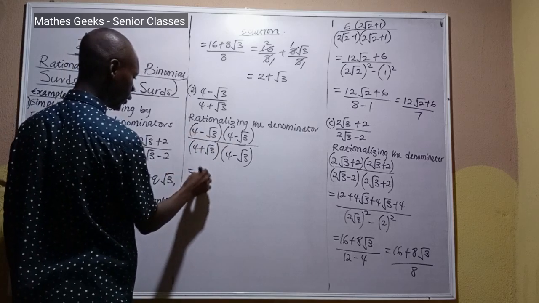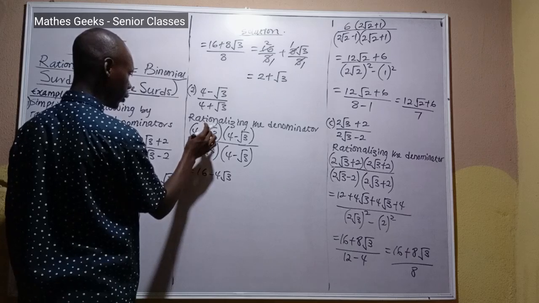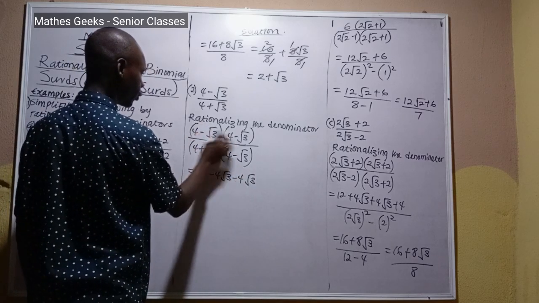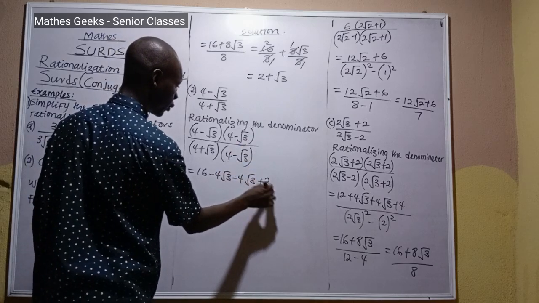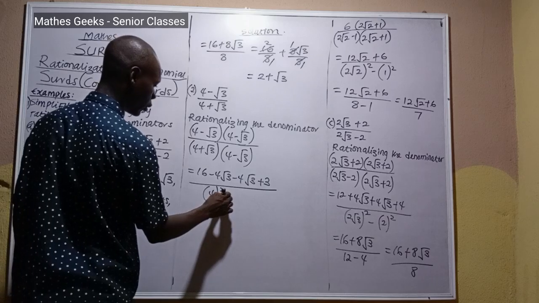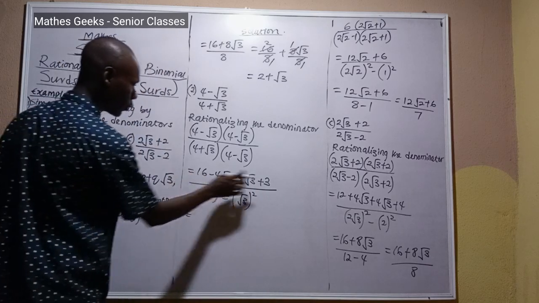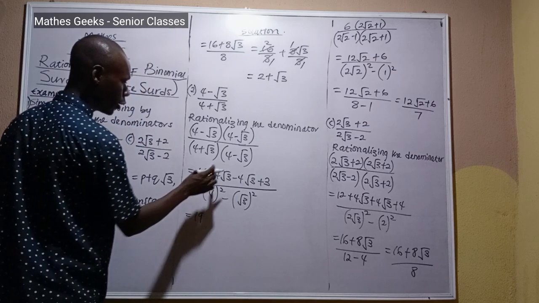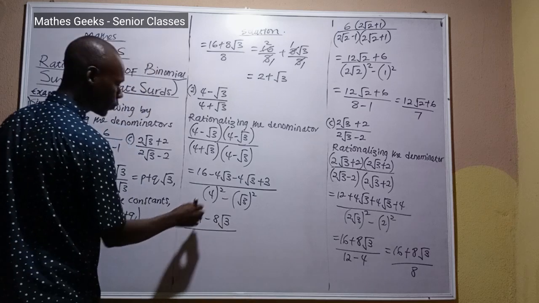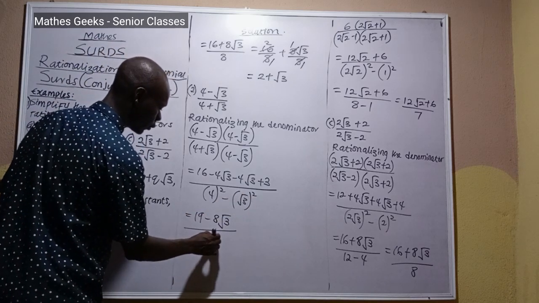4 times 4 is 16. 4 times minus root 3 is minus 4 root 3. Minus root 3 times 4 is minus 4 root 3. Minus root 3 times minus root 3 will give us plus 3. And the denominator will give us 4 squared minus root 3 squared. 16 plus 3 is 19. Minus 4 root 3 minus 4 root 3 is minus 8 root 3. Root 3 squared is 3.